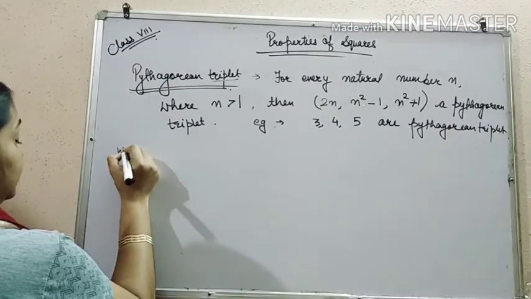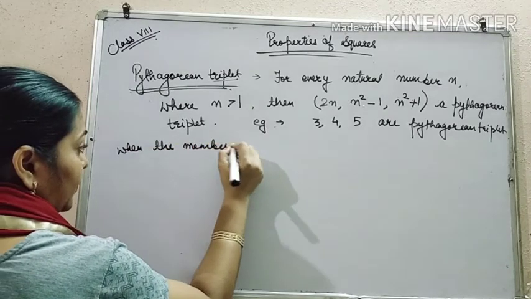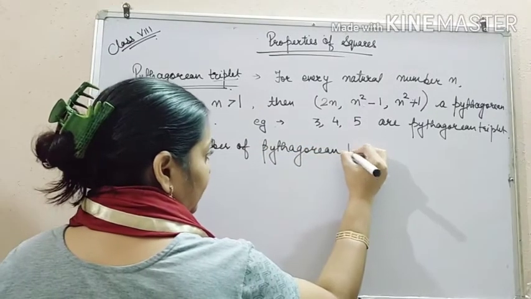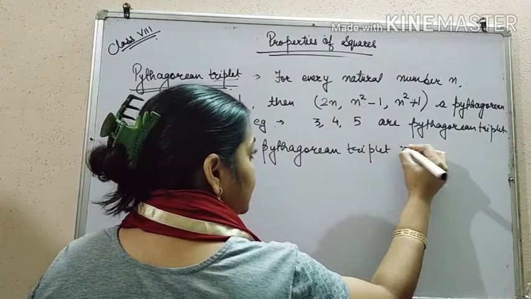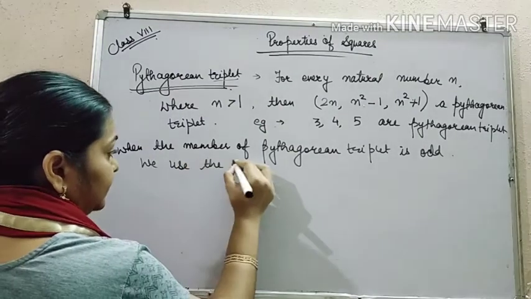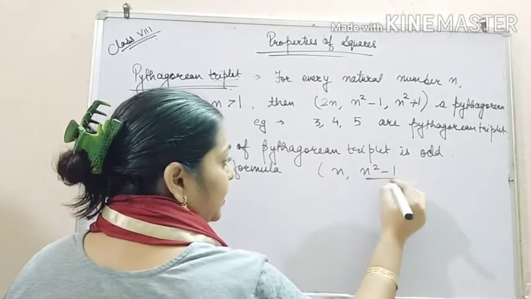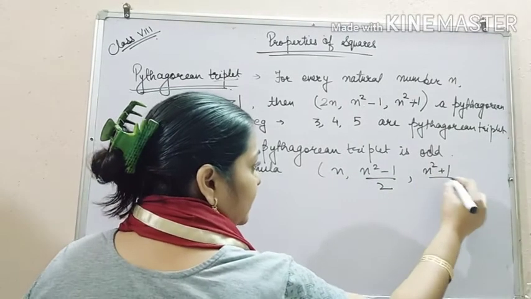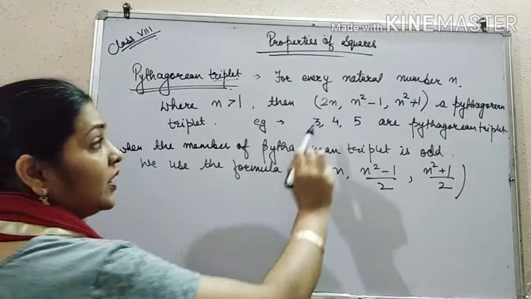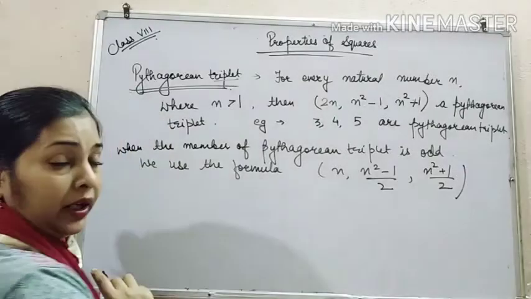Okay, when the member of Pythagorean triplet is odd, we use the formula n square minus 1 by 2, n square plus 1 by 2. Okay, this is the same formula, just we divided each term by 2.